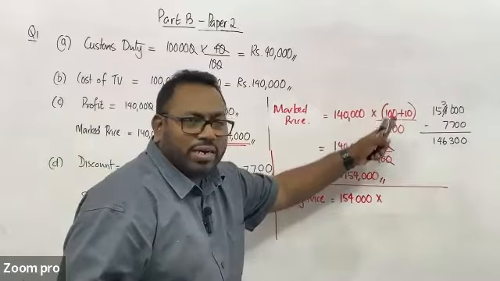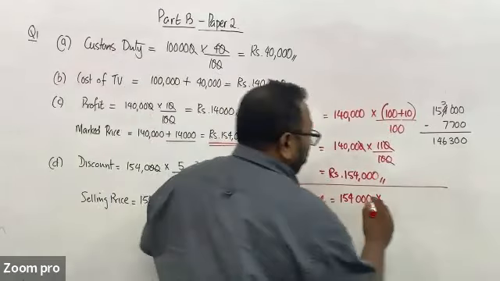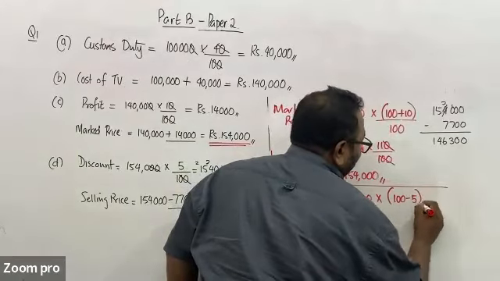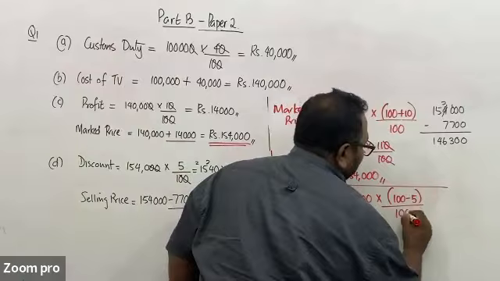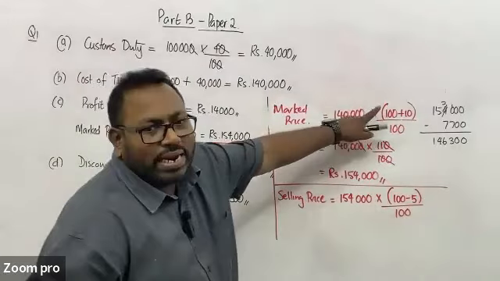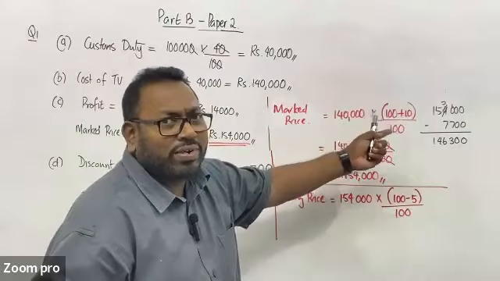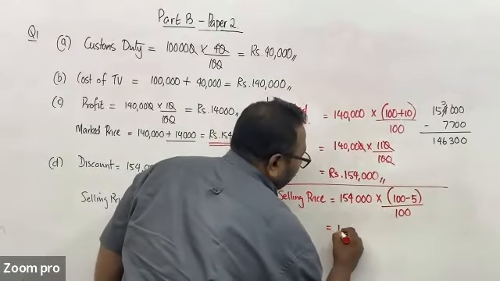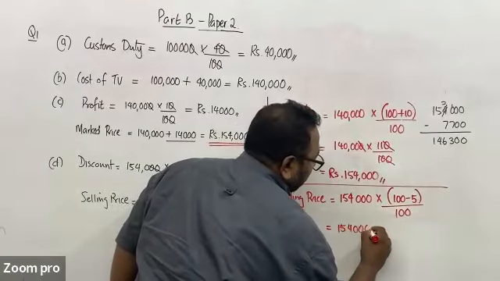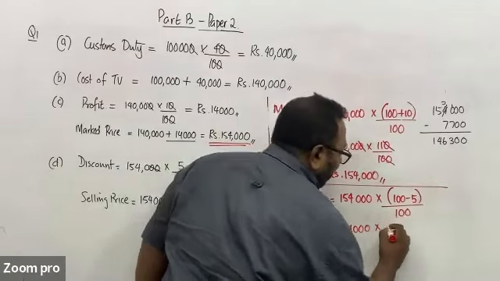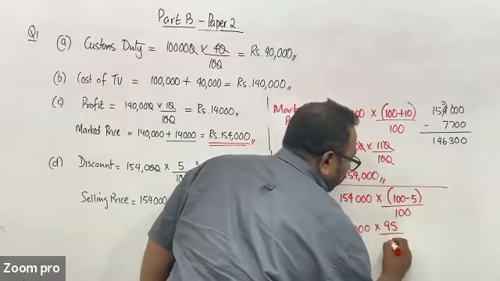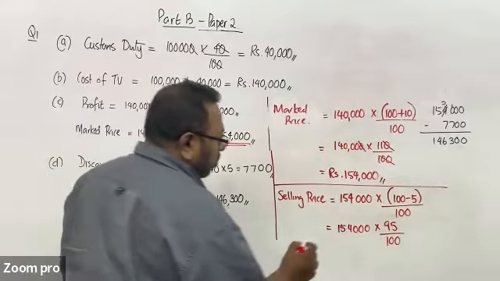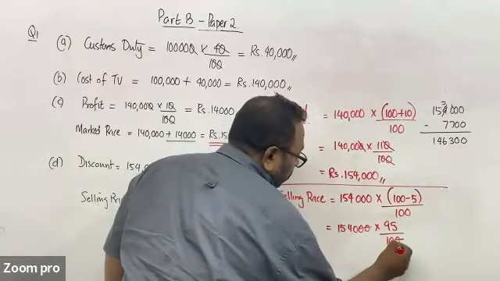What is your cost? 100. Okay. So 100 minus 5 over 100. Earlier when we added profit, you added. When you're giving a discount, you subtract. Okay. So 154,000 into 100 minus 5 is 95 over 100. Okay. Cut the two zeros.